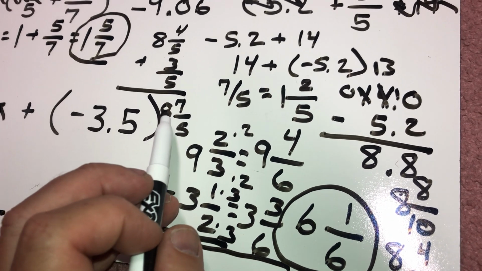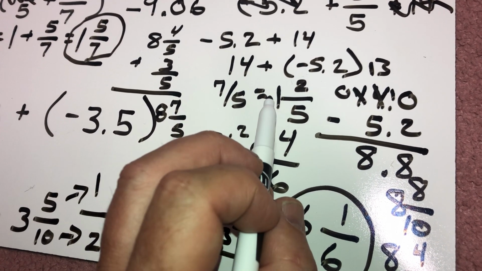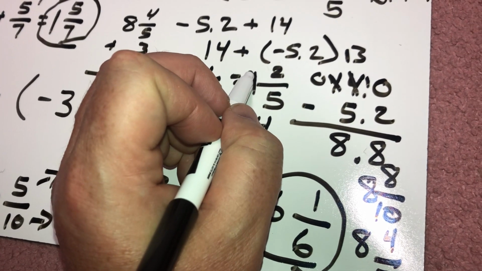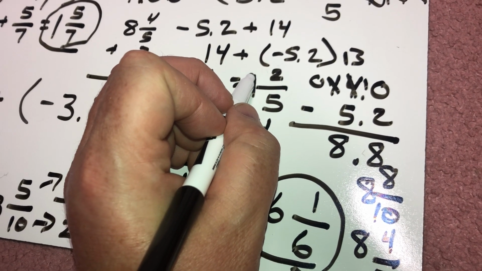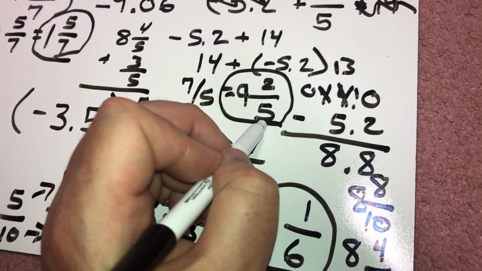But I can't forget about my 8. That 8 has to be included. So I'm adding the 8 to the 1, which in turn, I'm just going to cheat a little bit here, makes this a 9 and 2/5.